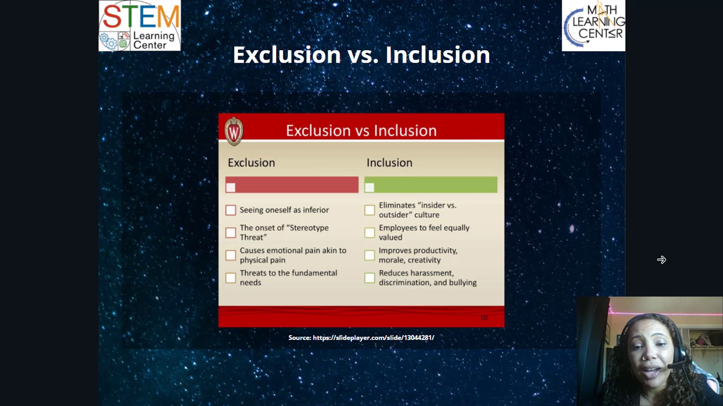Every employee should feel valued and equal. It improves productivity, morale, and creativity, and reduces harassment, discrimination, and bullying. If you have a boss that is harassing, discriminating against, or bullying their employees, the other employees are going to catch on to that behavior and also do it.